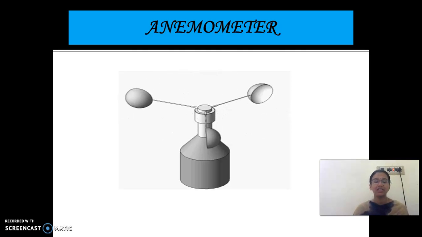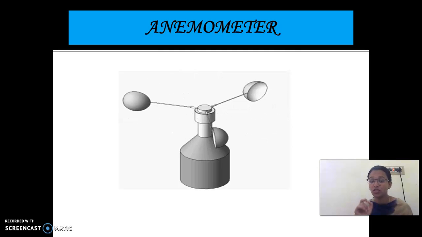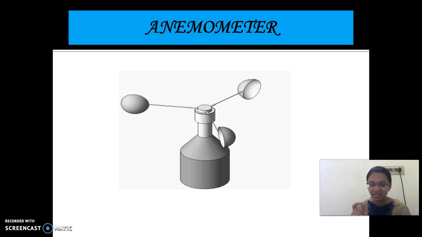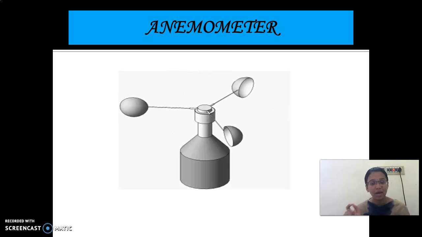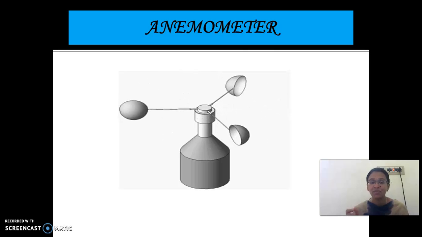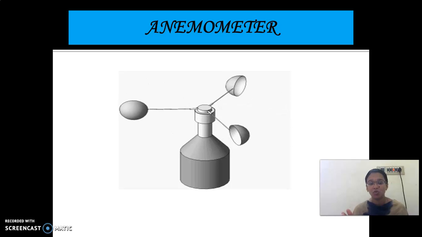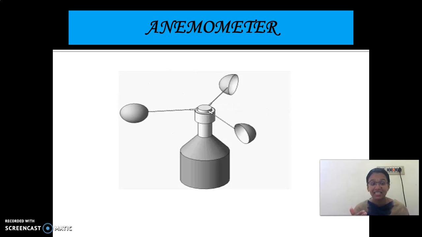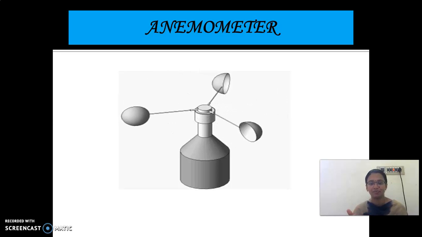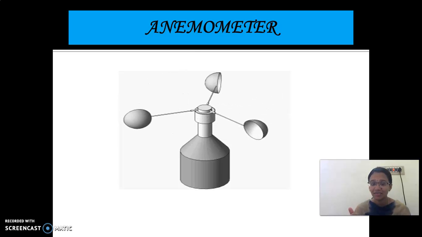Just note down, children. The instrument used to measure the amount of rain is the rain gauge. Note that. And the instrument used to measure wind speed, what is it? Wind speed is measured by the anemometer. Have you noted this? Anemometer? Yes.